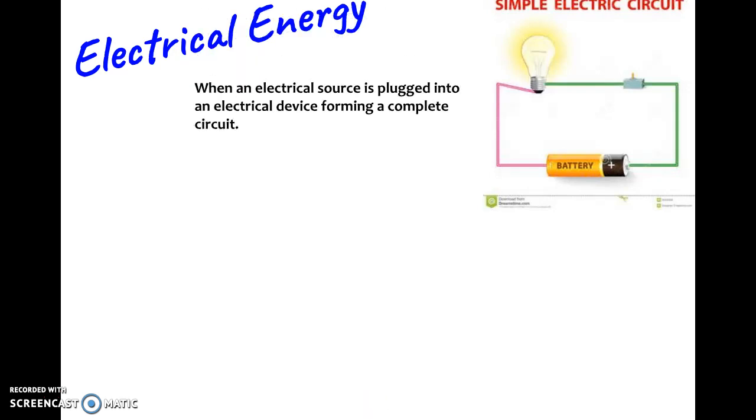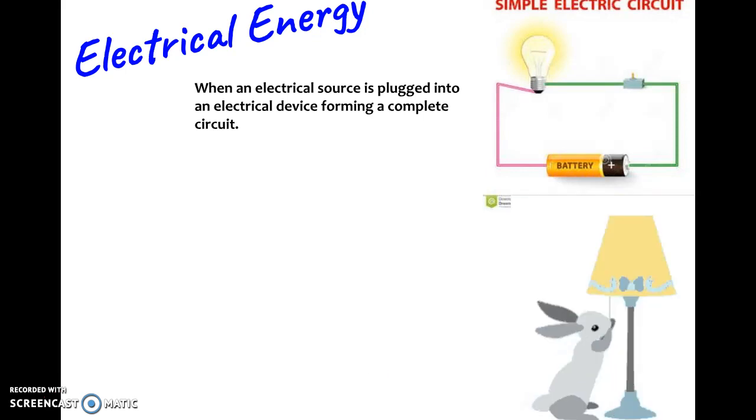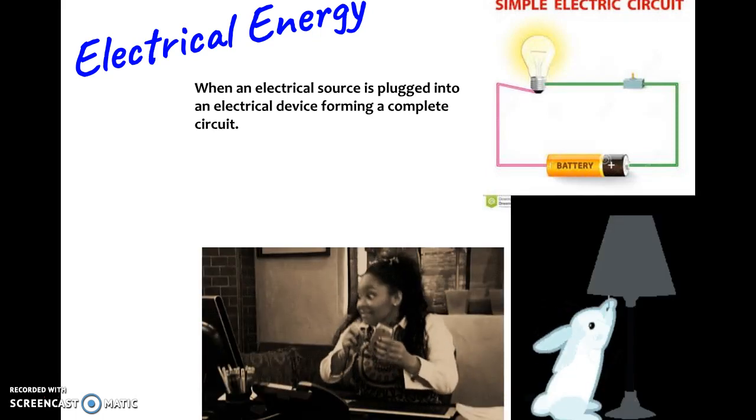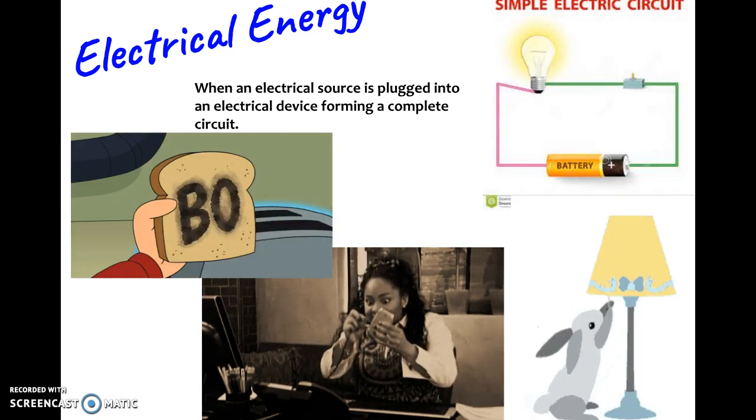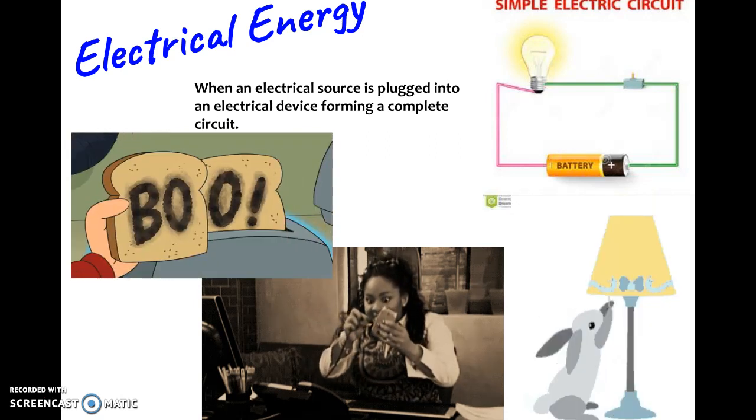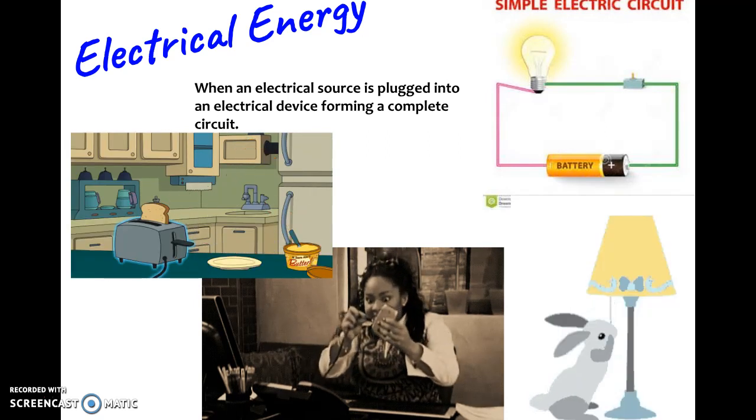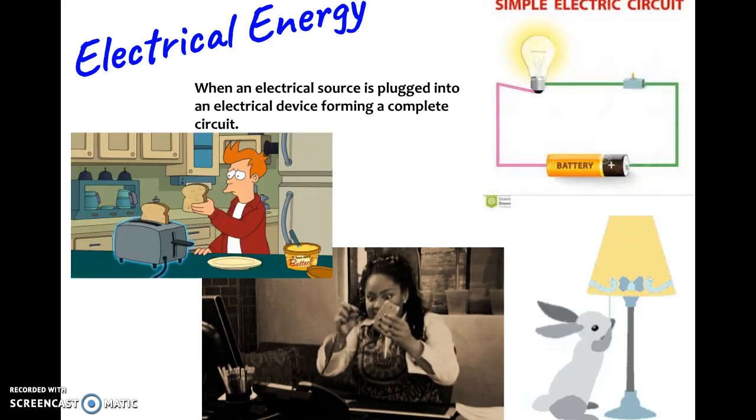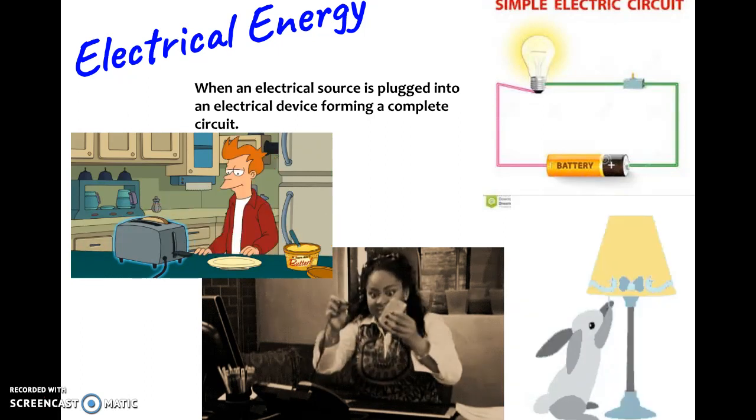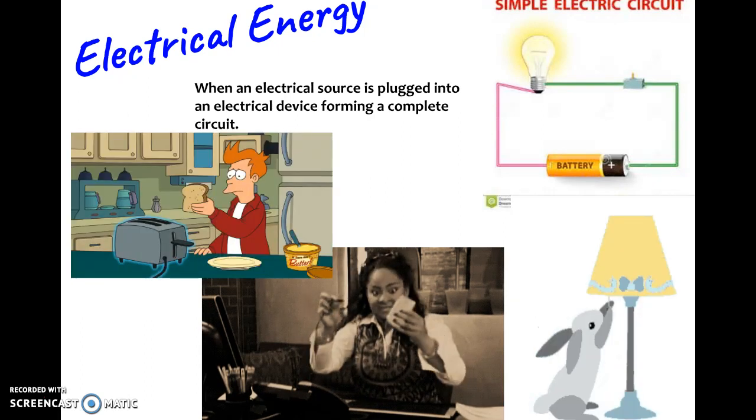When an electrical source is plugged into an electrical device forming a complete circuit, you have electrical energy transfer. Some examples are turning on and off a lamp in your house, charging your phone or plugging it in and hoping that it charges, and plugging in a toaster and toasting your bread. You plug the toaster into the outlet, which stores electrical energy, and that is transferred along the cord to the toaster so that it is able to toast your bread.